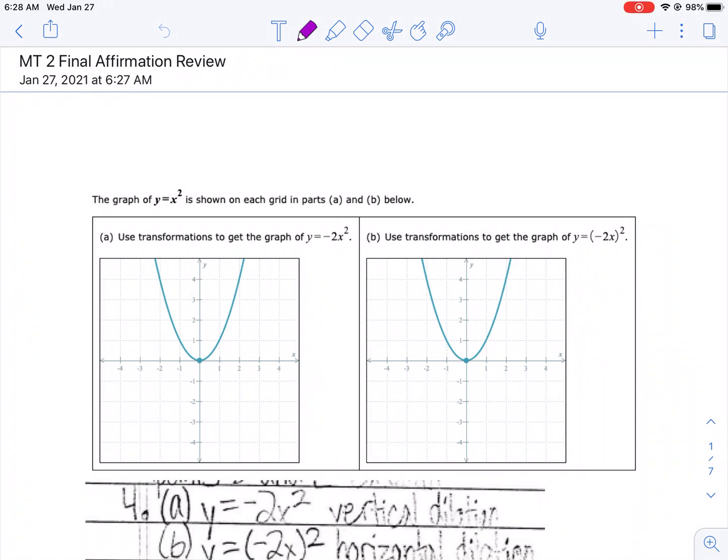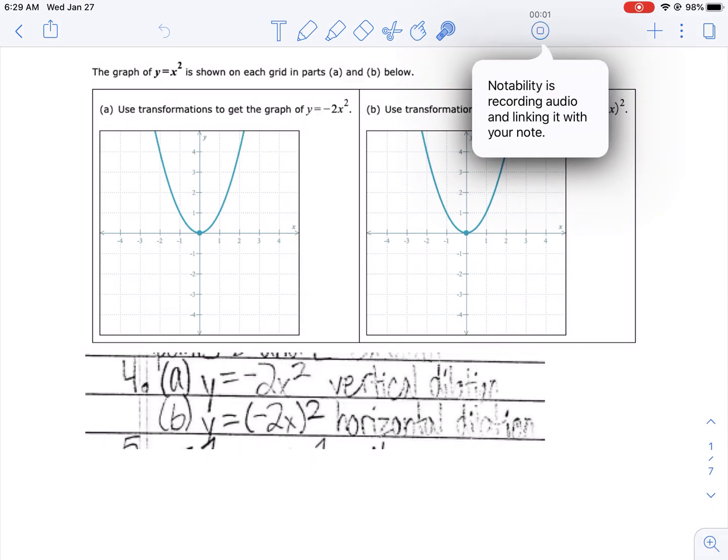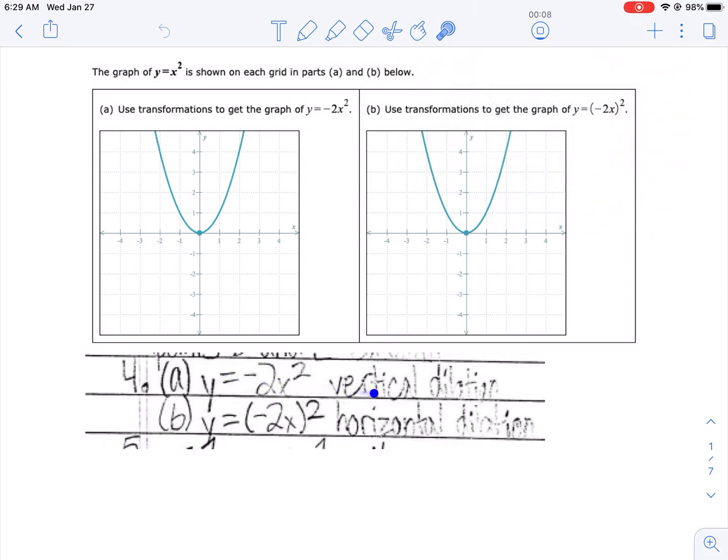Here's a review of your final affirmations for MT2. Let's review this and then have you complete a redo. On this question right here, you are correct in the fact that it's a vertical dilation.